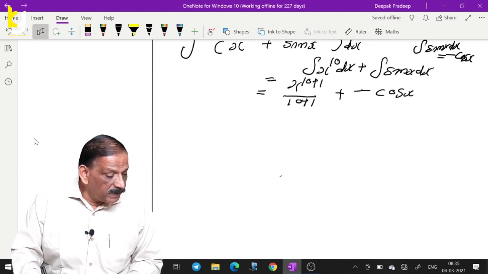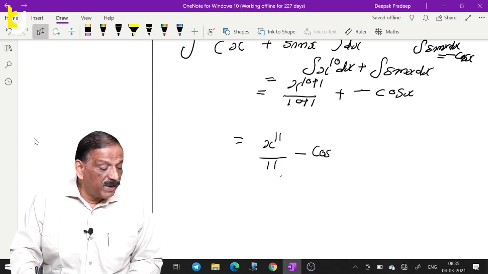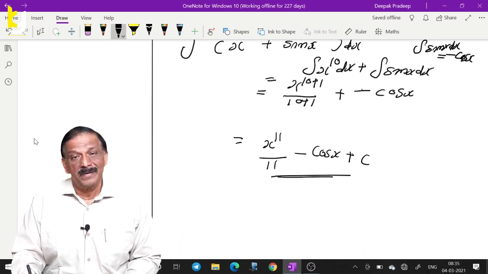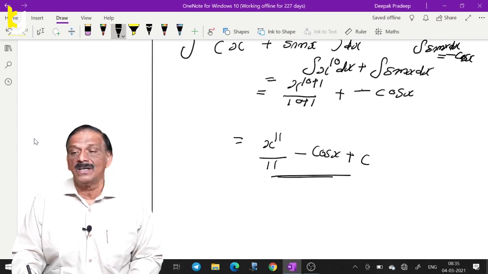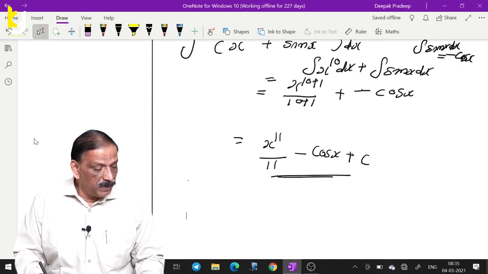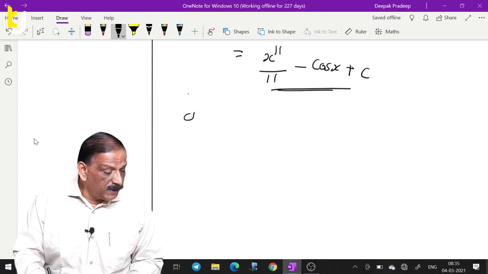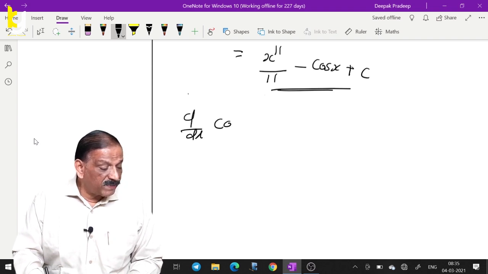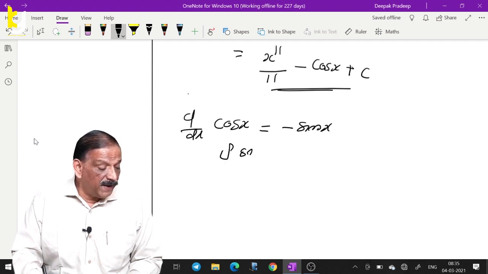Therefore, we can say that this is equal to x raised to 11 divided by 11 minus cos x plus c. Then another formula that we are going to study. We know d by dx of cos x equal to minus sin x. We already studied. Therefore, integral sin x dx equal to minus cos x.